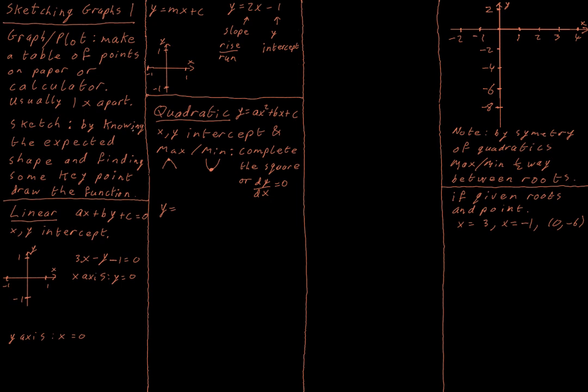For sketching, what we use is something very different. We know the general shape of the function. We know what straight lines, what quadratics, what cubics, what exponentials, and so on should look like in general. And then we find a few key points on those functions, on those lines, and then we're going to use that to draw a fairly accurate sketch of the graph.